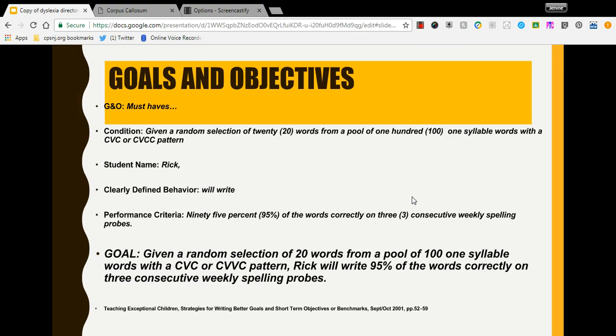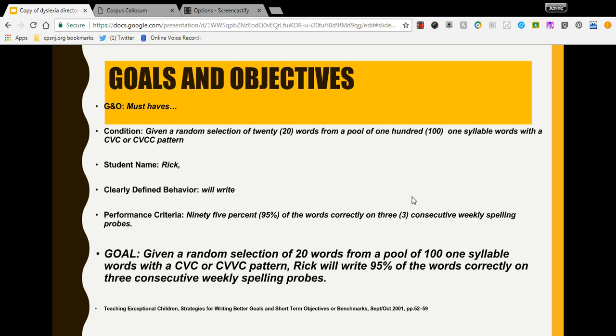Okay, so goals must have a condition, such as given a random selection of 20 words from a pool of 100 one-syllable words with a CVC or CVCC pattern. Student, Rick, will write. What is the behavior he will write, and what's the performance criteria? He will write 95% of the words correctly on 3 consecutive weekly spelling probes. This is a very measurable and clear goal for the student.